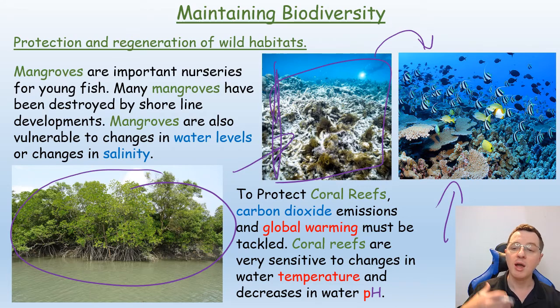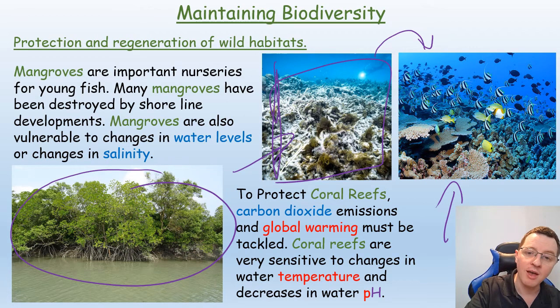For example, more carbon dioxide leads to more global warming, which increases the temperature and damages coral reefs. And also, larger amounts of carbon dioxide in the atmosphere mean more carbon dioxide dissolved in the water, which decreases the pH and makes the water more acidic, which can also badly damage coral reefs and lead to our decrease here of all the biodiversity that we can see.